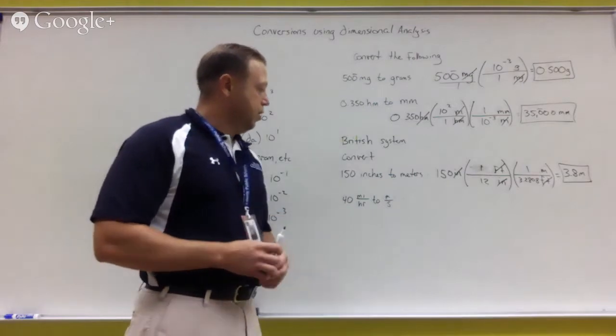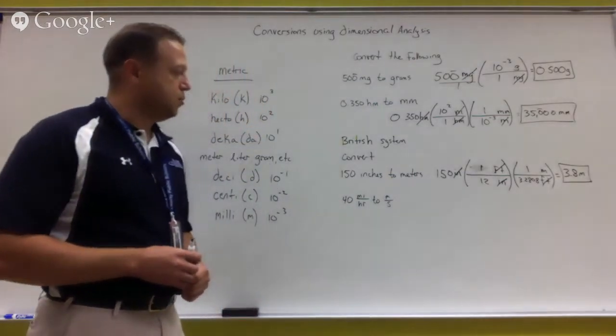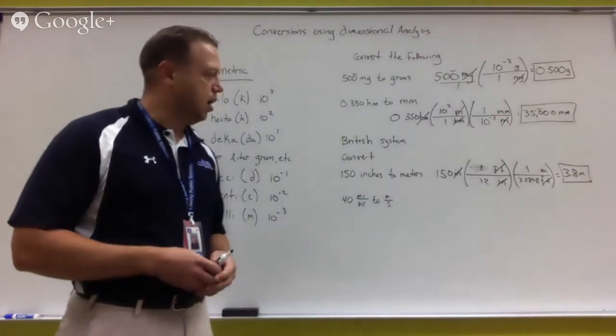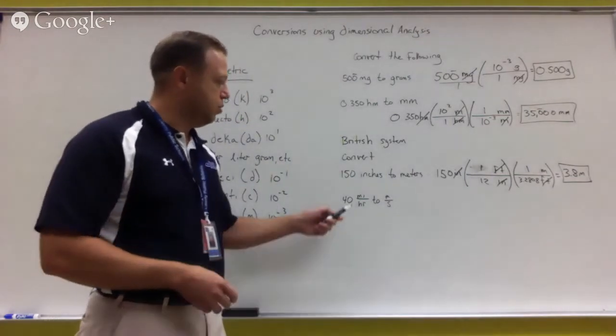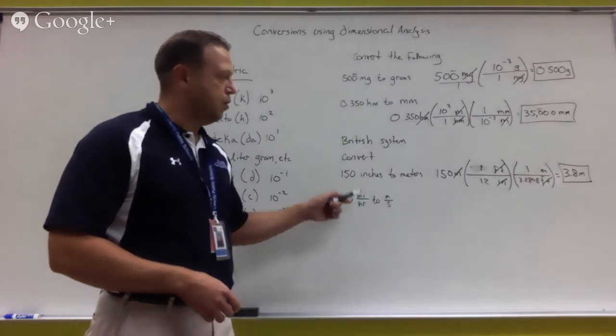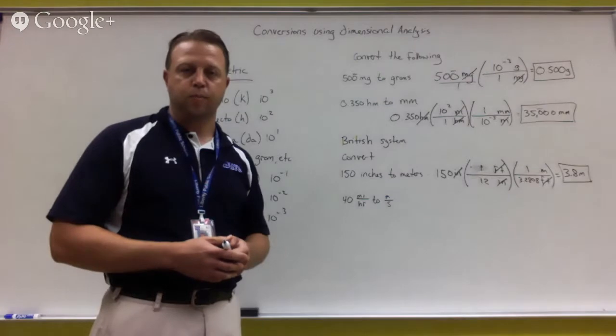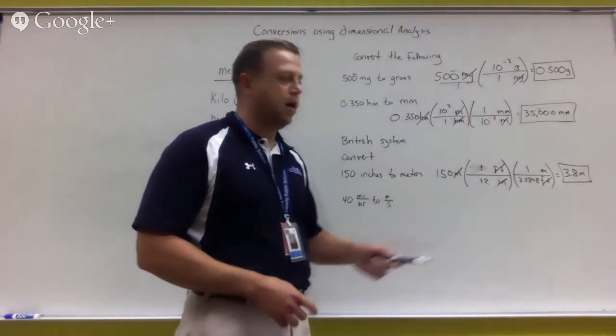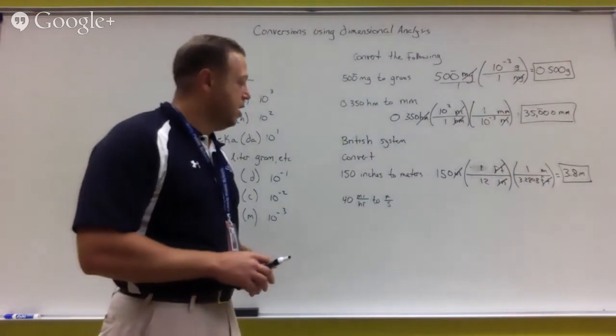Okay, let's do one more here real quick. 40 miles per hour to meters per second. Now, these conversions take an extra step usually. The other thing that you've got to pay attention to is that you have one unit over another. So you have to really pay attention to which side you put the unit that you're canceling on, whether it's the top or the bottom. Okay, you've got to really pay attention to that.